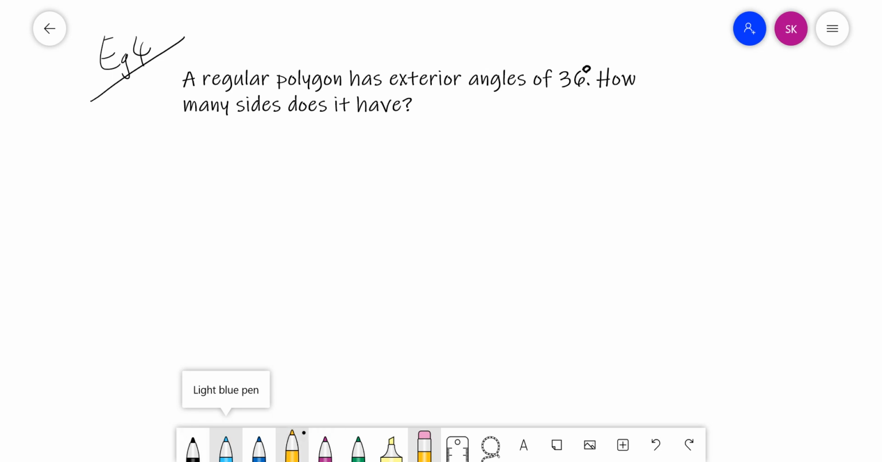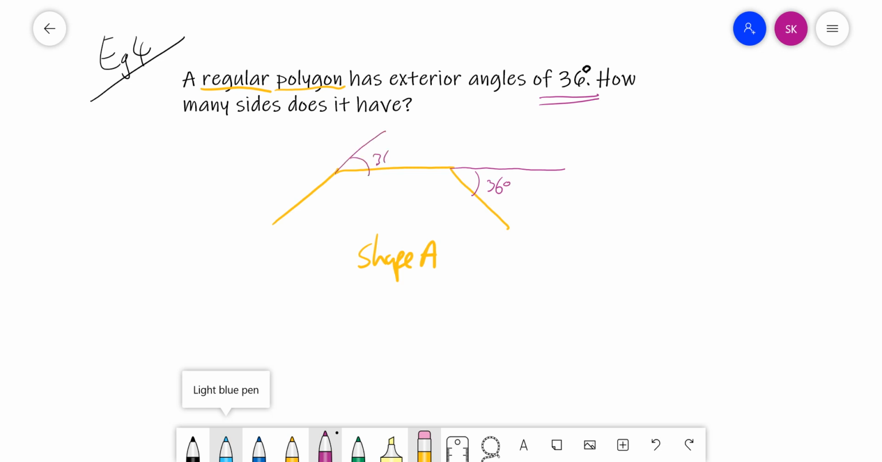So a regular polygon has exterior angles of 36 degrees. How many sides does it have? Regular polygon means a shape with 3 or more sides. That's what a polygon is. Regular means that all the sides and all the angles are the same. What we're being asked to find is how many sides it has. So even though I don't know, if this is part of the shape, call it shape A, then the exterior angle is 36 degrees, which means this is 36 degrees. It also means this one is 36 degrees, and etc.